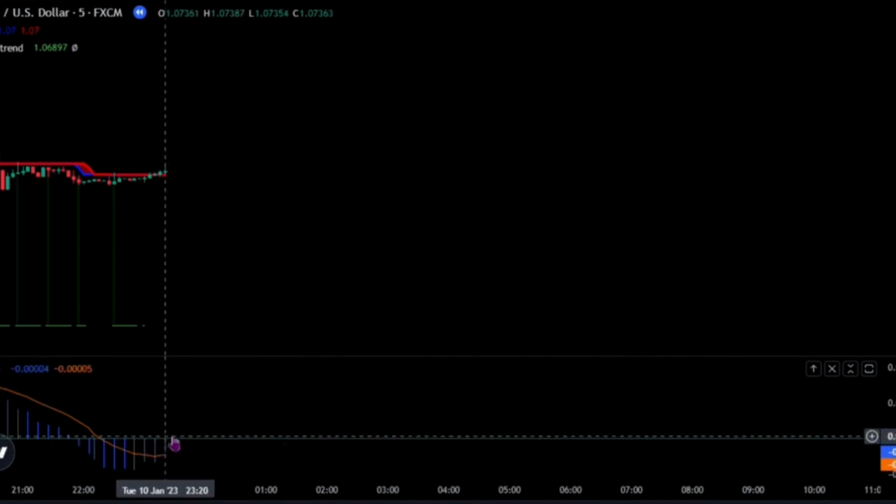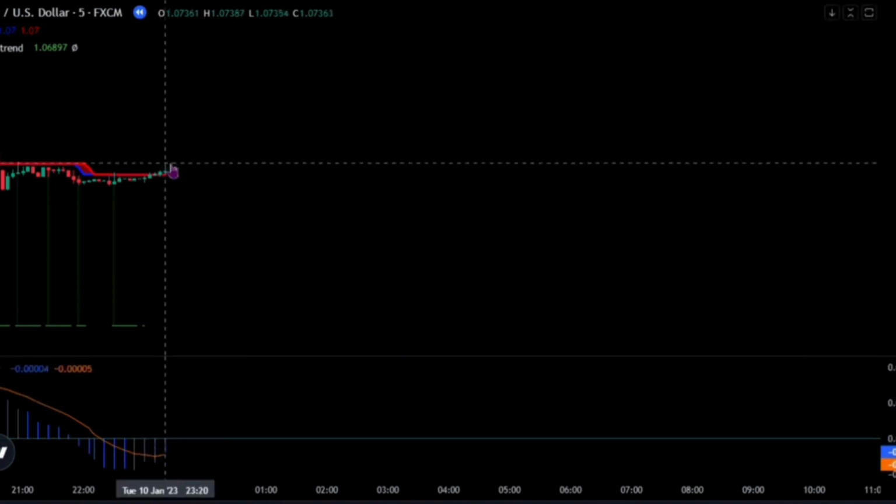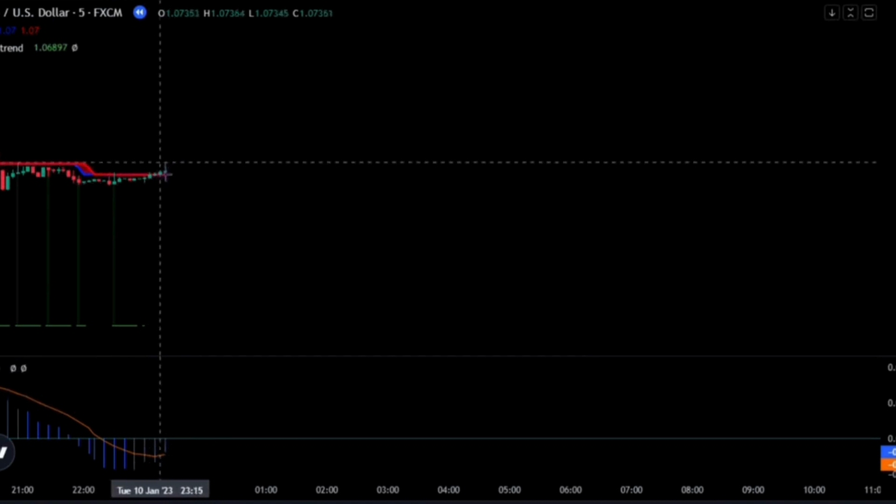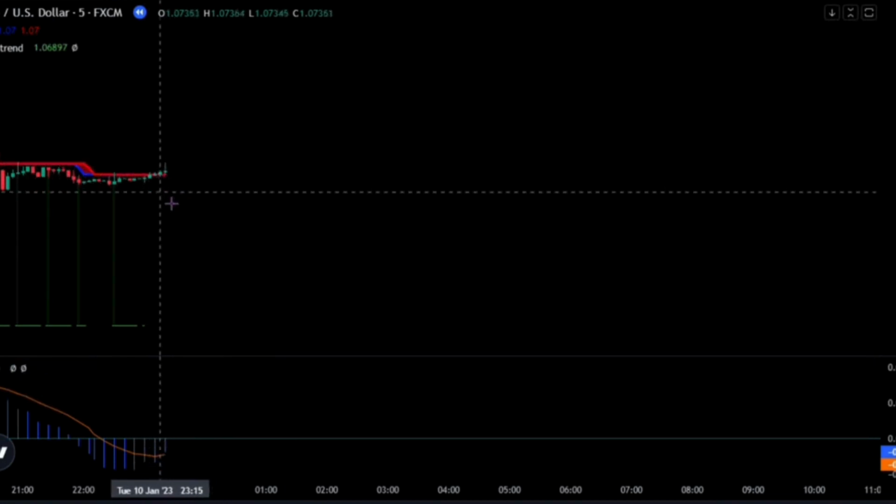Finally, we need the candlestick to close above the alpha trend. This is the ultimate confirmation that it's time to make a move.